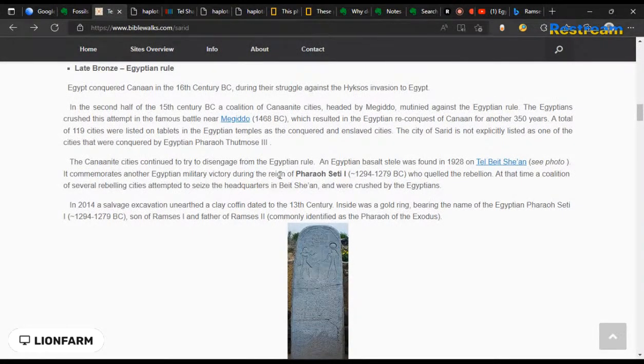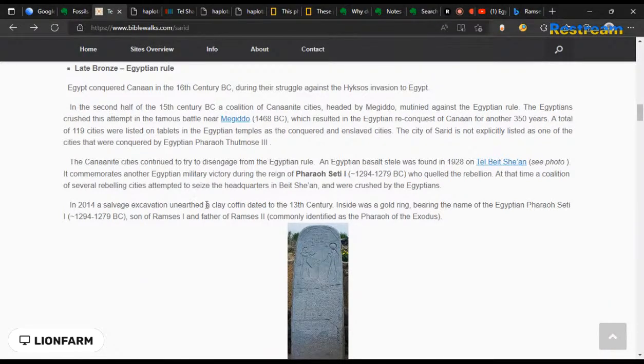is what we were talking about during the reign of Pharaoh Seti I, who basically calmed down a rebellion. This is the one we were talking about. At that time, they had several rebellions in that city, right? They attempted to take the area but were crushed by the Egyptians. Long story short, in 2014, looking at some of the excavations, look what they found, right?